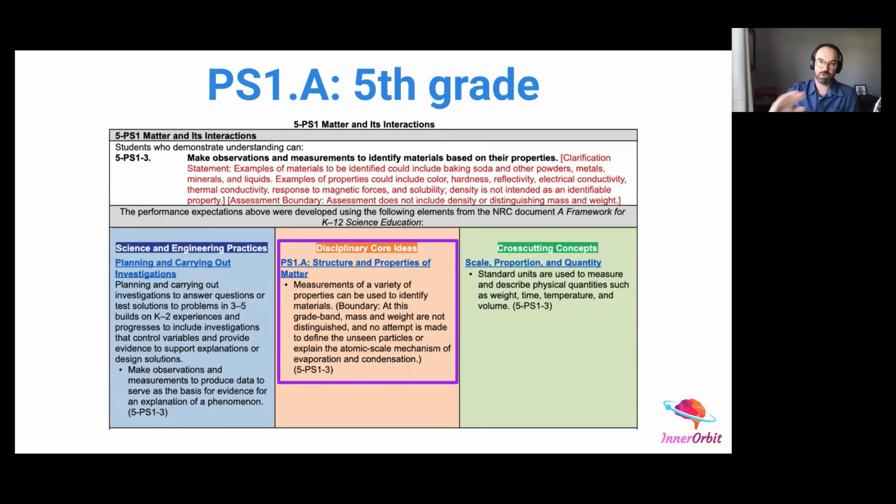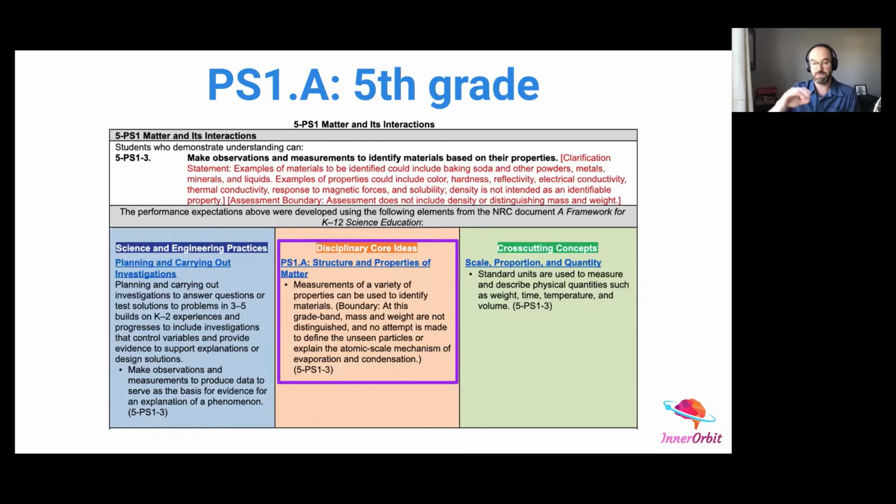And within the 5th grade performance expectation, PS1-3, PS1A is the DCI, and students are asked to measure properties to identify materials. So measurements of a variety of properties are used to identify materials. This is the first time that properties is really introduced to students. And we don't get too much into the quantitative elements of this. It's more qualitative at this point.